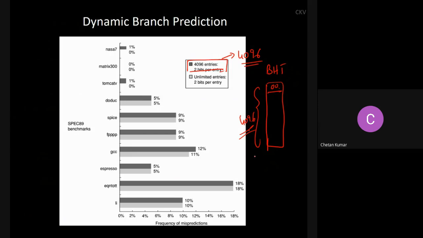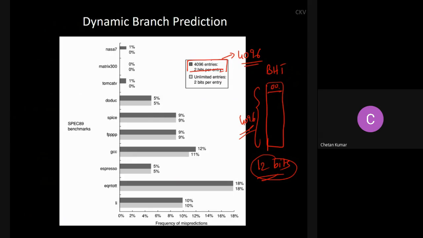If you have 4096 entries, you will require 12 bits to access this particular branch history table. You will be using the lower bits of the instruction address to access this table. That is one piece of information. And each entry has 2 bits because you are talking about a 2-bit prediction scheme.